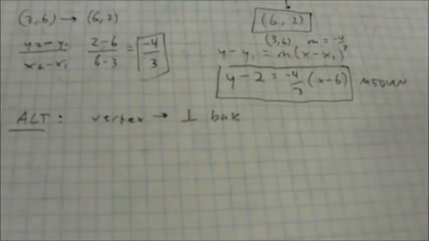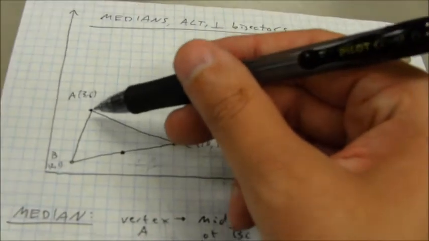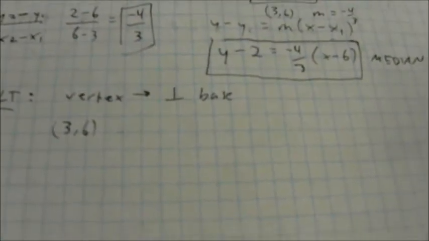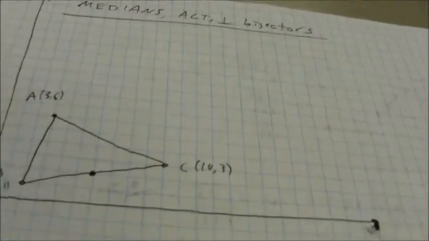Now, if I want to find the altitude, it is going to go through the vertex point perpendicular to the base. Okay, well, the vertex point, of course, in my triangle is still that point at 3, 6. It's got to be perpendicular to the base, so I need to find the base slope, and I'm going to need to take the negative reciprocal of that. The base slope, if you look at it, contains the point 10, 3, and it contains the point 2, 1.